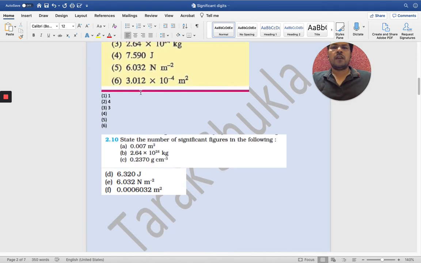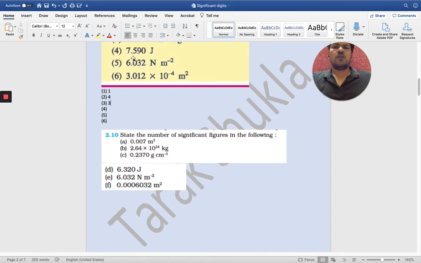The fourth one we have is 7.590. After the point we have 3 digits, and after that there is 0. If there were no decimal point, we could say there are only 3 significant digits. But here the decimal point is there. So our significant digits are 4. The next one we have is 6.032.